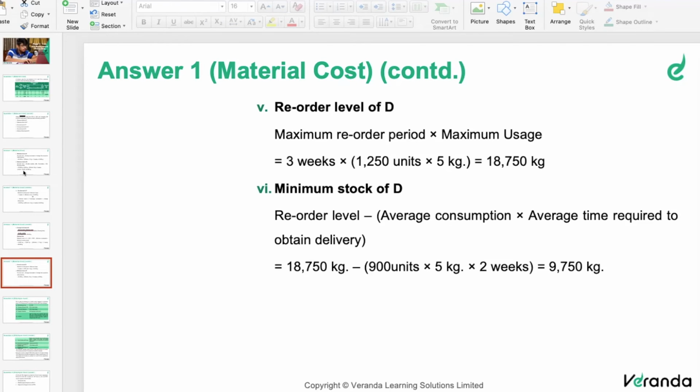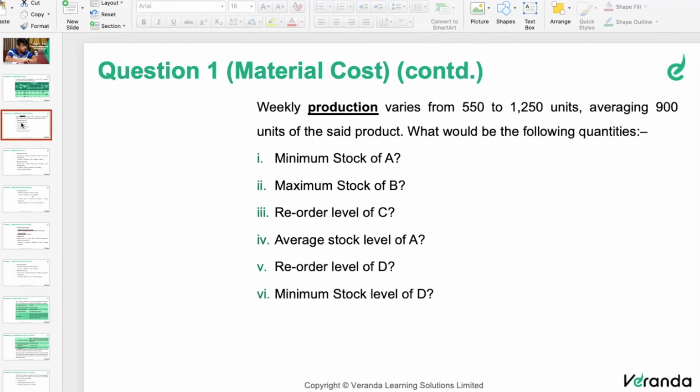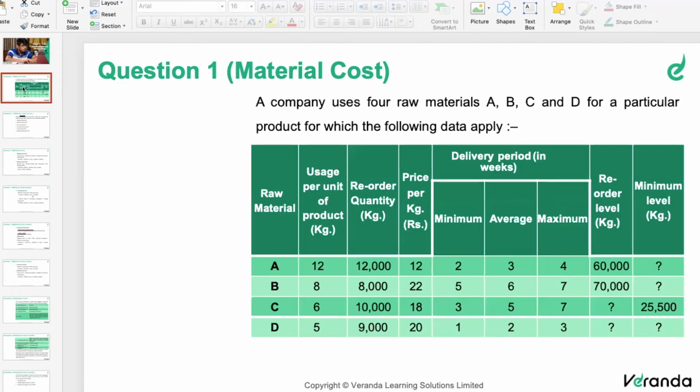One more requirement. Minimum stock level of D. What is the formula for minimum level, Samrat? Sir, reorder level minus average usage into average lead time. Very good. That's all. Reorder level minus average usage into average lead time. Reorder level for D available or not available? Not available. Therefore, that is also you have to compute by way of working note.